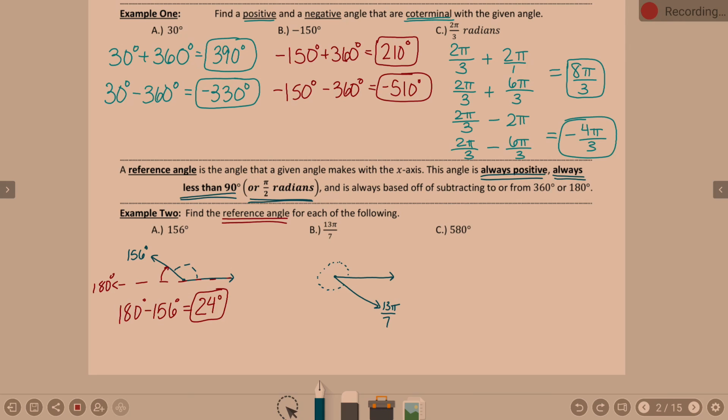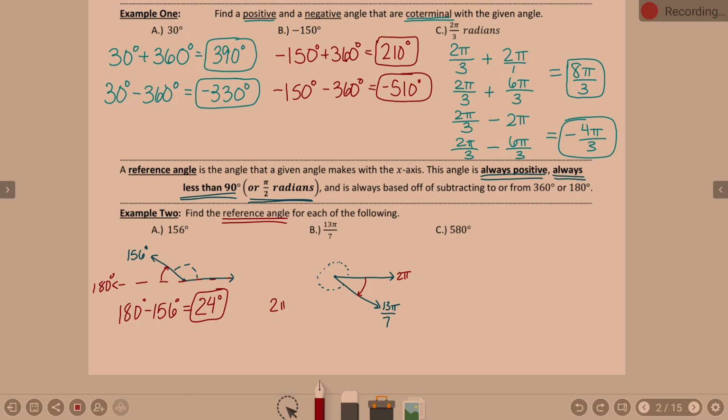Now, where is this closest to? We need the reference angle. Where is it closest to the x-axis? At 2 pi, yes? So we want to know that distance right there. Which 2 pi, same as 360 degrees. But I don't want to talk degrees. But that's where it's closest to the x-axis. So what's the math I need to do here? Well, 2 pi minus 13 pi over 7. I want to know how close these are.